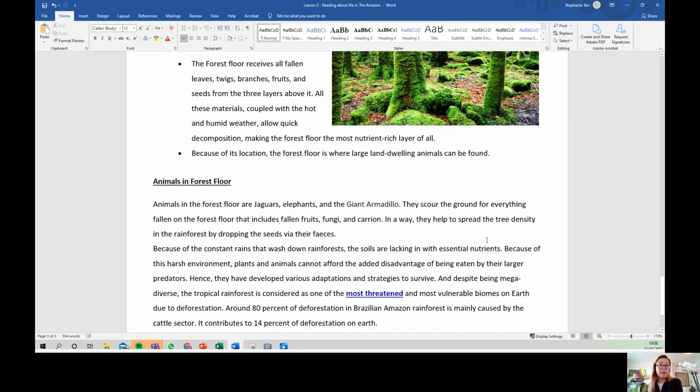So please pause the video, and after you've read it, I'm just going to read the last few sentences here about the Amazon rainforest. Despite being mega diverse, the tropical rainforest is considered to be one of the most threatened and most vulnerable biomes on Earth due to deforestation.